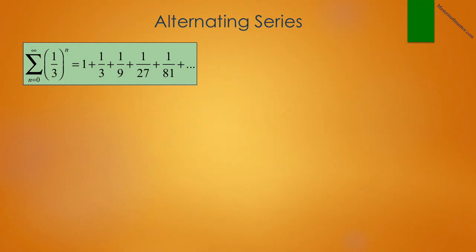Consider the infinite series, summation n equals 0 to infinity, of 1/3 to the n power. This is a geometric series whose terms are 1 plus 1/3 plus 1/9 plus 1/27 plus 1/81. And because r is less than 1, this is a convergent series.